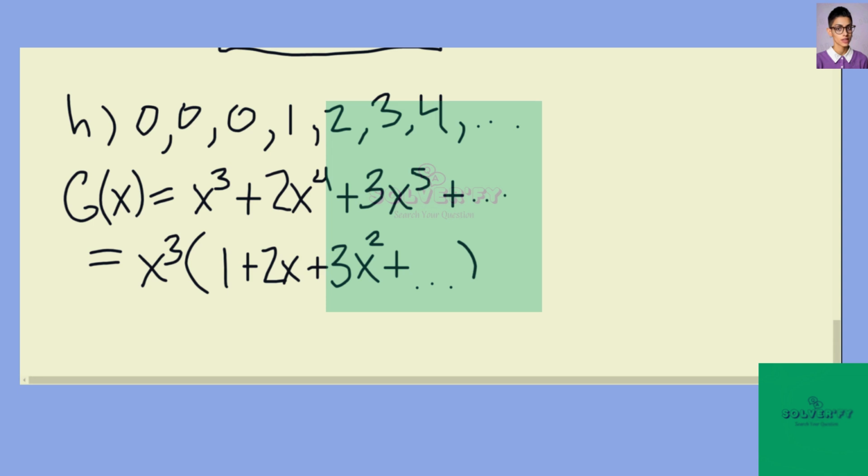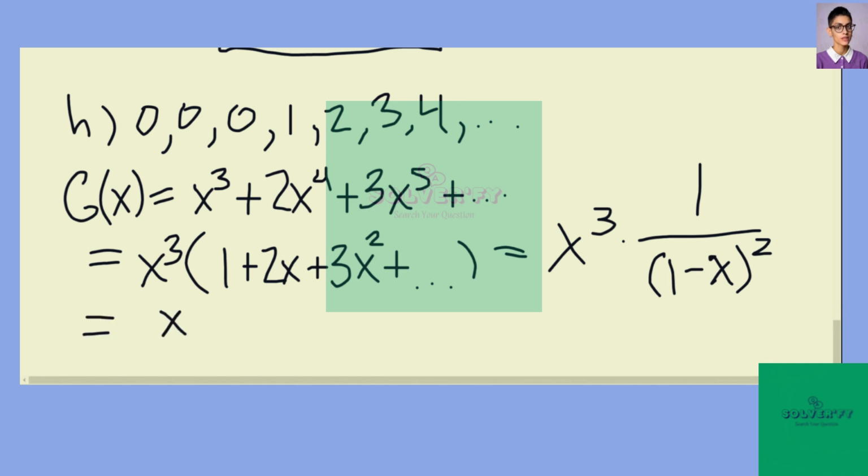And recall that from the table, we have that this sum is equal to x cubed times 1 over 1 minus x squared, and so this is equal to x cubed over 1 minus x squared.